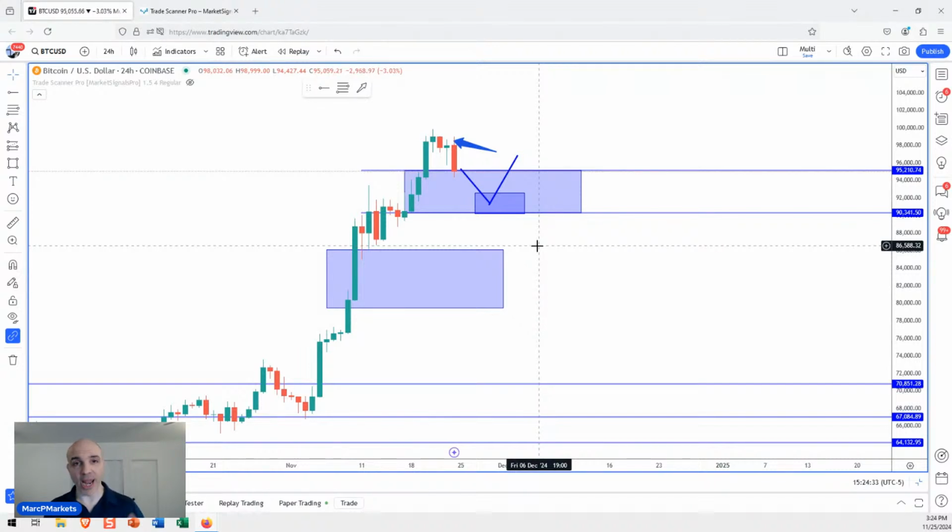Now, a key thing, when I write my articles on TradingView, my hope is that you can use that information as a guide, right?